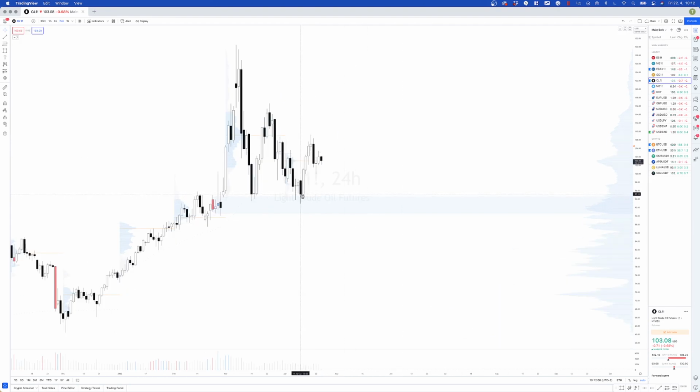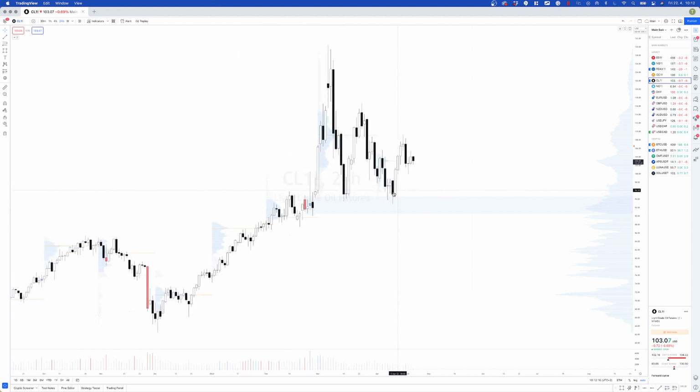For this trade, what I did was try to front run this daily candle. When I took the trade, the daily candle wasn't really looking like this. It hadn't closed yet, but this is one of those riskier ones.